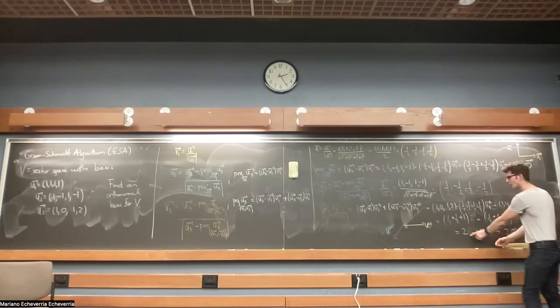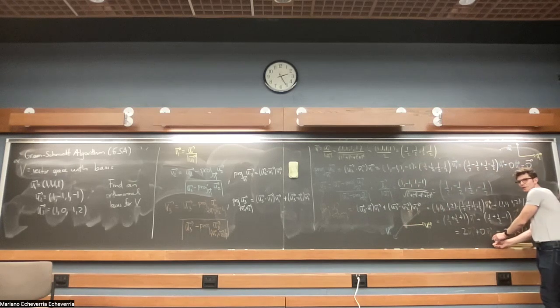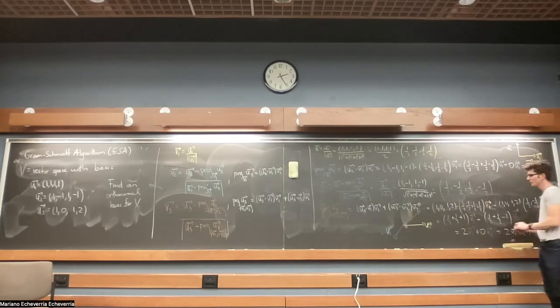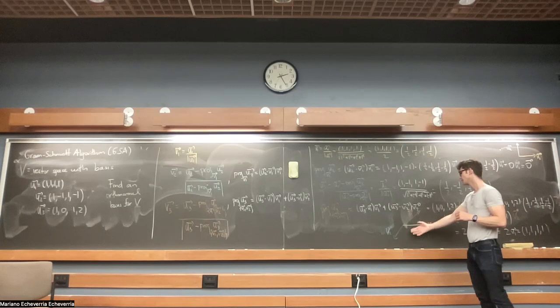U3 has a shadow along B1. That's why this projection is not zero. But along B2 is actually already perpendicular. That's why the projection was zero along B2. So, but the end result is that there is some sort of shadow of U3 along the plane that contains B1 and B2.